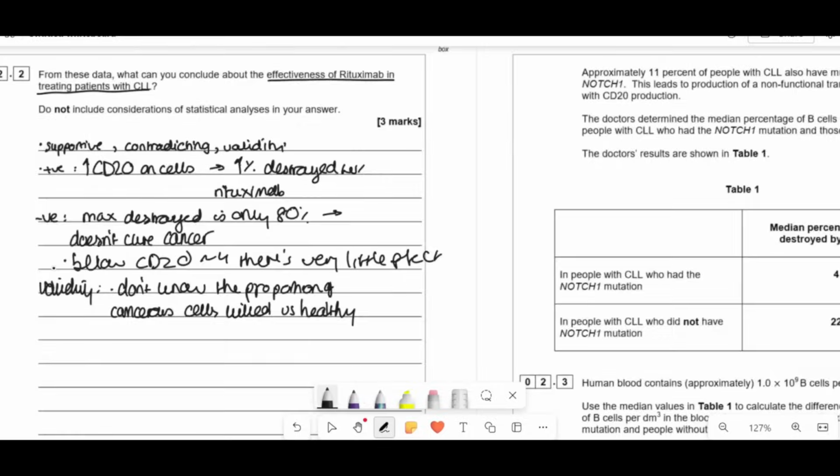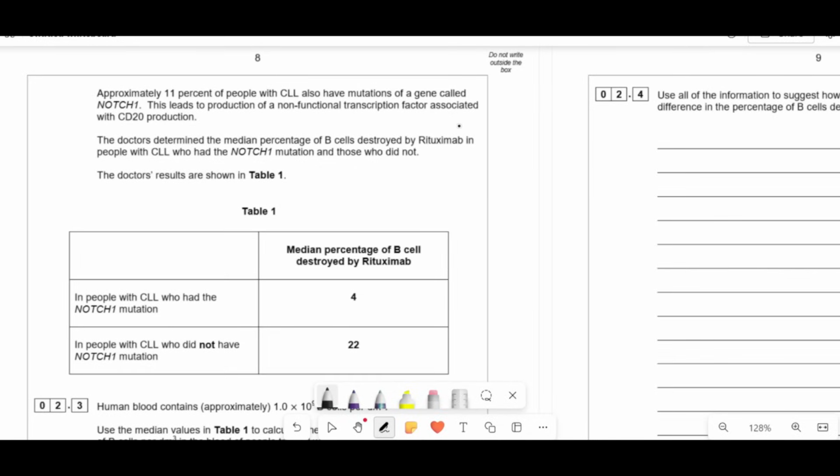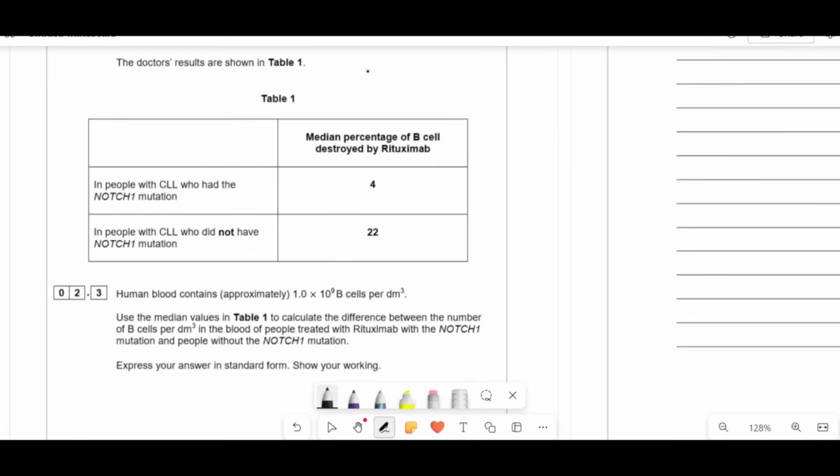There you go. So around 11% of people with CLL have mutations of a gene called Notch1. This leads to the production of a non-functional transcription factor associated with CD20. The doctors determined the median percentage of B cells destroyed by rituximab in people with CLL who had the Notch1 mutation versus those that did not. So again, let's have a look at our new independent and dependent variable, because that helps us make sense of what's going on. Independent is what you're changing, dependent is what you're measuring, right? So here, our independent variable is either you have Notch1 or no Notch1, yes or no, that's it. And the dependent is the median percentage of B cells destroyed, right?